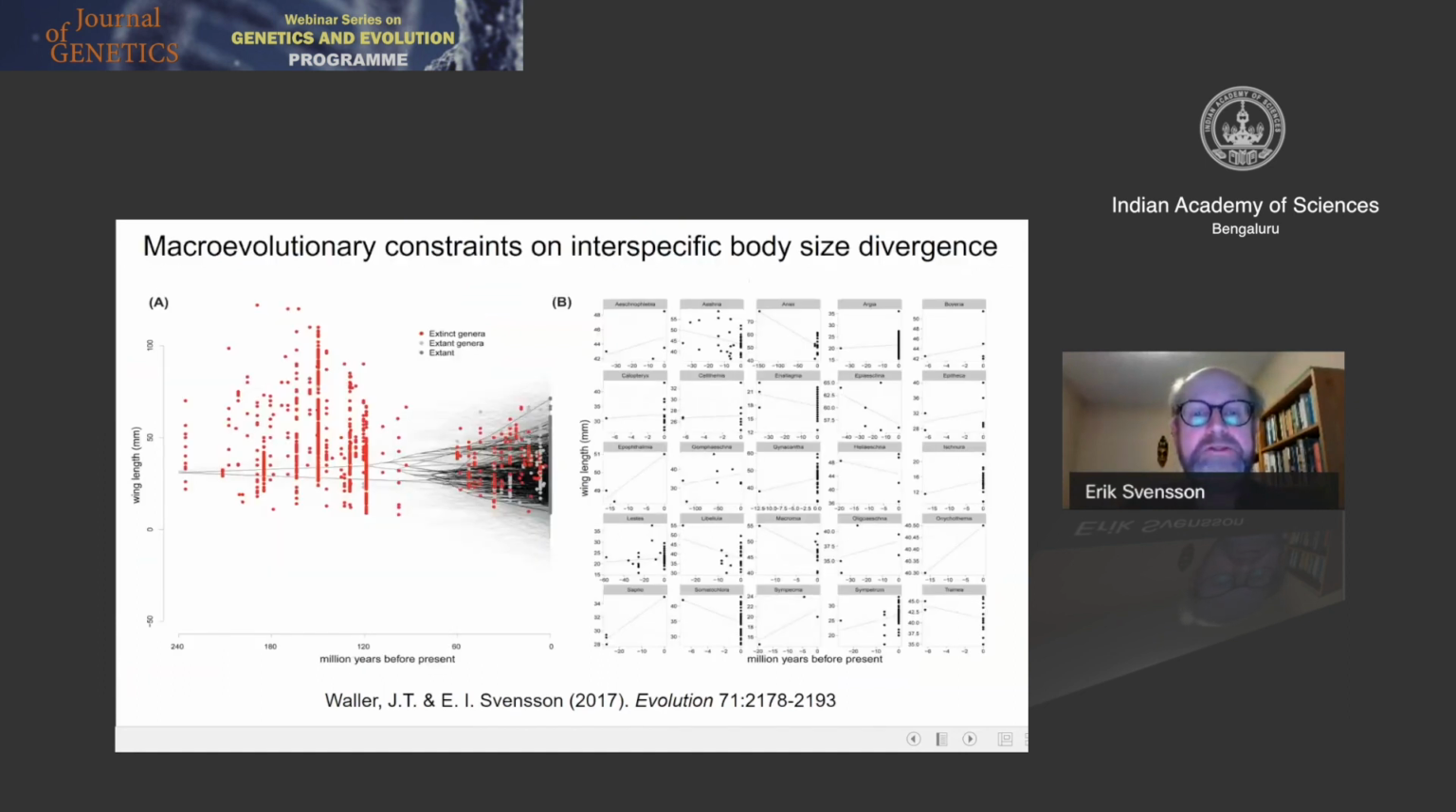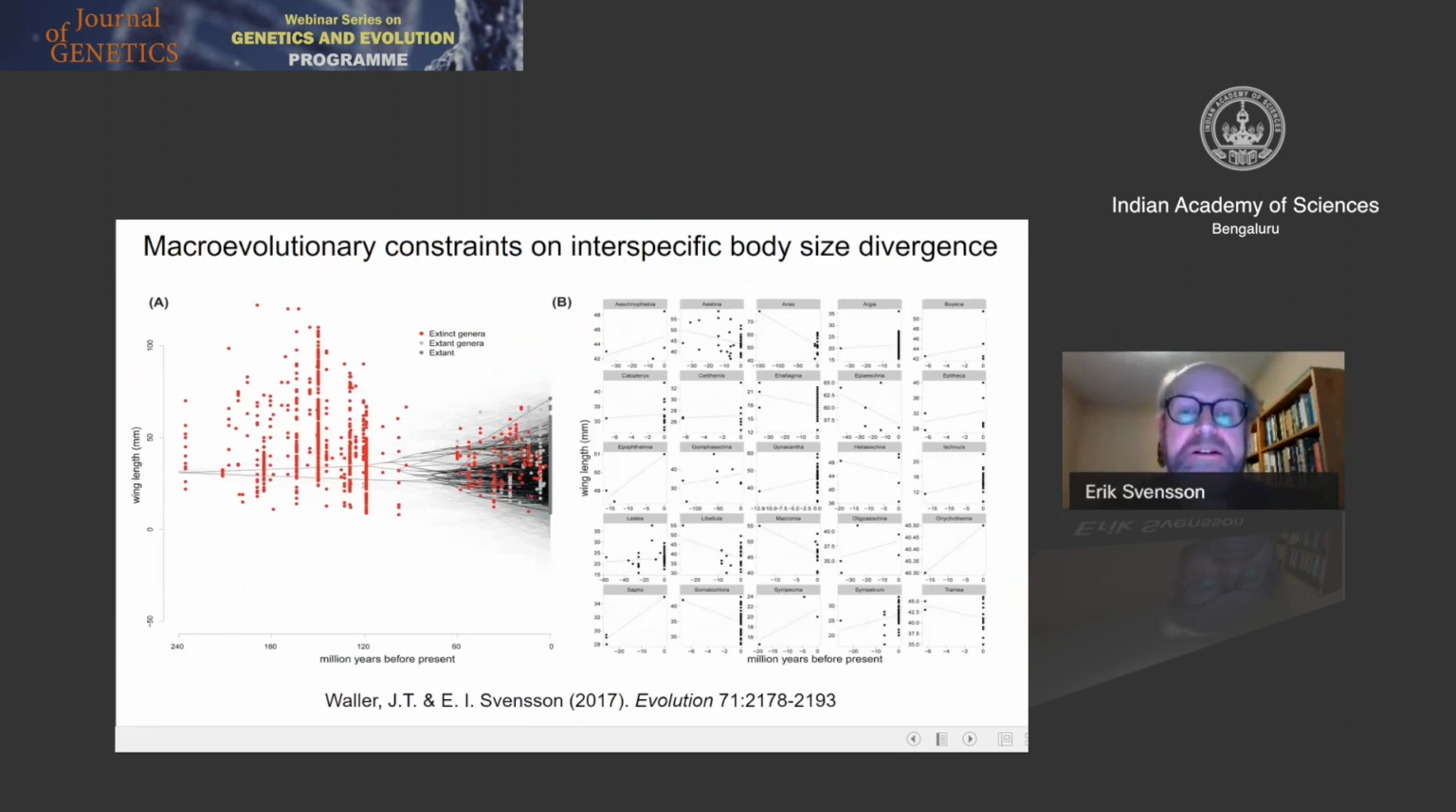If we contrast this selection in the adult stage against the macroevolution of body size over the last 240 million years, incorporating both extinct genera, fossils, and extant genera, we see that overall body size, as measured through wing length, is remarkably stable. In fact, it hasn't changed. The average size of the odonate group as a whole hasn't changed.